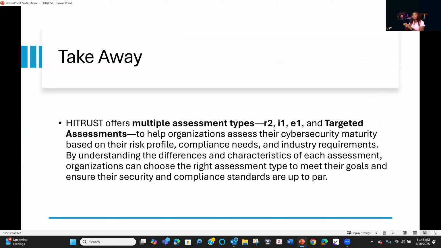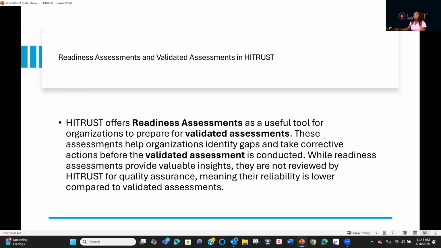So what's our takeaway from this? It says that HITRUST offers multiple assessment types, R2, I1, E1, and targeted assessment to help organizations assess their cybersecurity maturity based on their risk profile, compliance needs, and industry requirements. By understanding the differences and characteristics of each assessment, organizations can choose the right assessment type to meet their goals and ensure that security and compliance standards are up to date. So that actually covers the types of assessment.